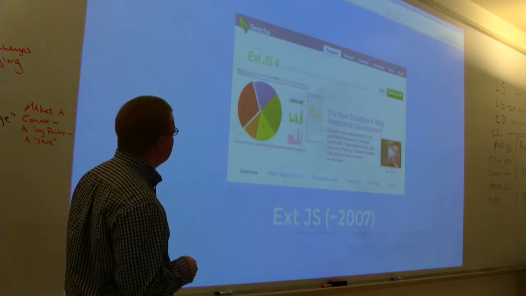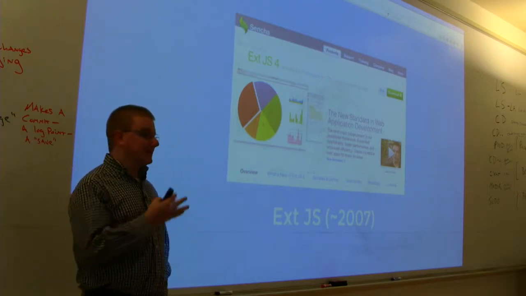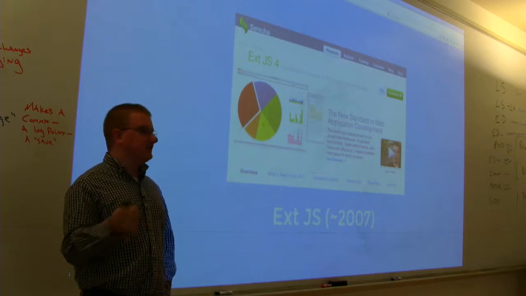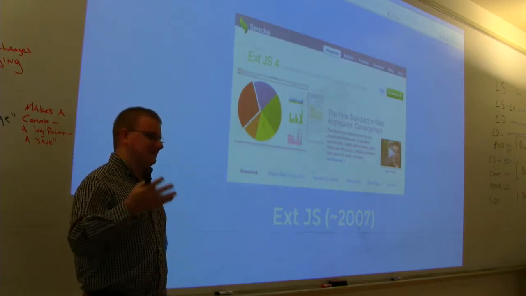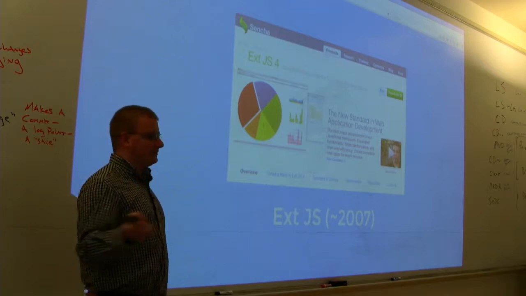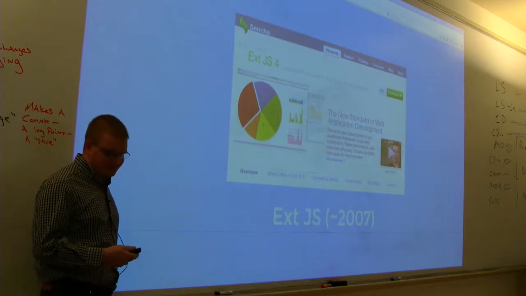One of the challenges that Ext JS faced is that they had a commercial license, as well as being open source, but their open source was a GPL license, which, long story short, means you can't really use it in non-open source projects. So that ended up being sort of a barrier to adoption.